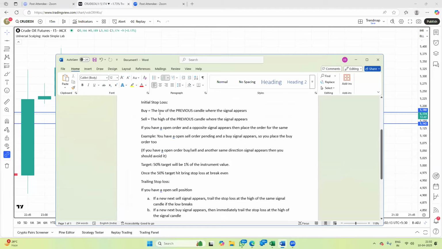The initial stop loss for a buy is the low of the previous candle, the candle before the one where the signal appears, right? जो कैंडल पे सिग्नल आएंगे उसके पहले पिछला कैंडल पे, है ना? This is the point.